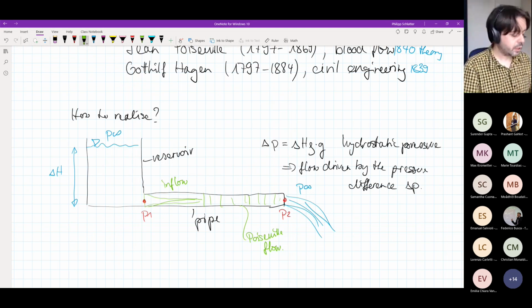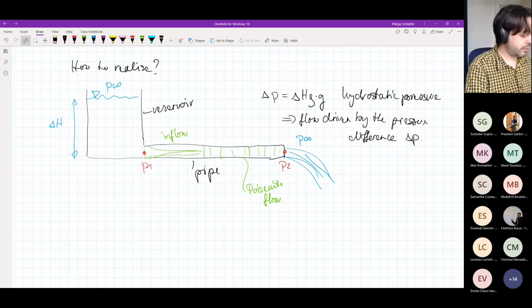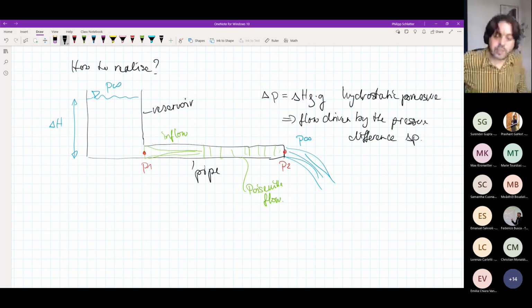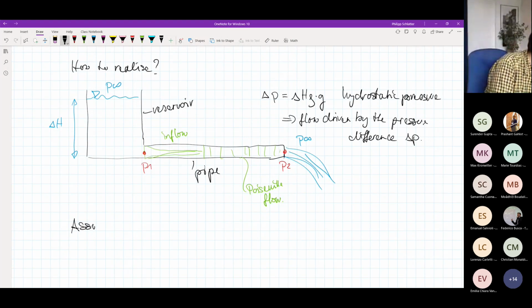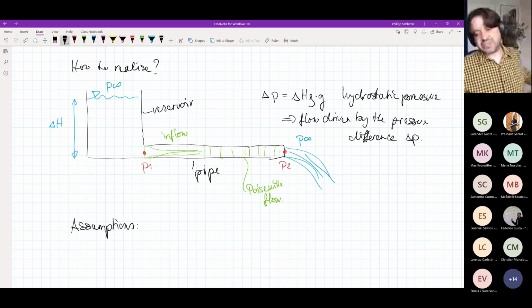Okay, so now let's try to actually calculate the velocity profile. We do it exactly in the same way as we have done before for Couette flow. We start with listing a number of assumptions that we want to use. Then we take the equations, we solve them, and then we see what we get as a result. So the assumptions essentially are the same as we had for Couette.